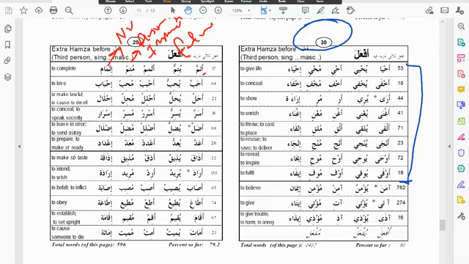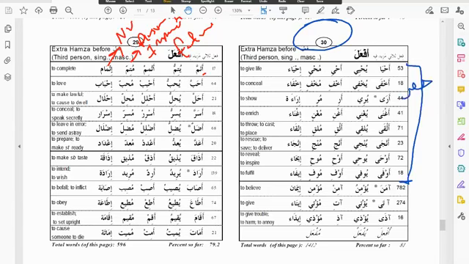Ahya, to bring to life, to give life. So here it says in the past tense, gave life, and yuhyi, giving life. Ahyi, give life. Yeah, that's an imperative. Muhyi is actually the person that gives life. Ihya is the noun of the verb and the actual process of bringing back to life.